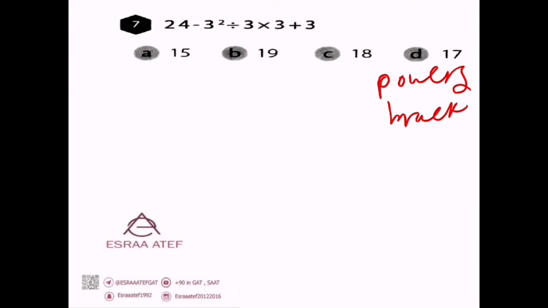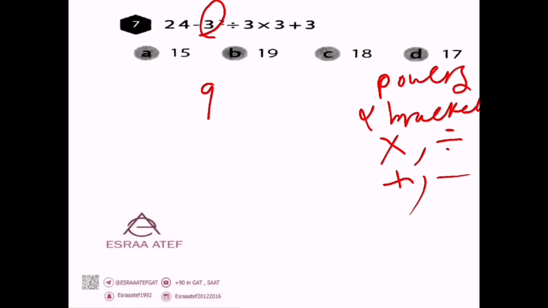The next one is the same, but here we have powers, so we should solve them first. Brackets we don't have, so we will not do them. And then multiplying or division, and then adding or subtracting. So here we have powers, which we will solve first, which is 9, and then we will do division. Okay, we can do all of them in one step to save time.